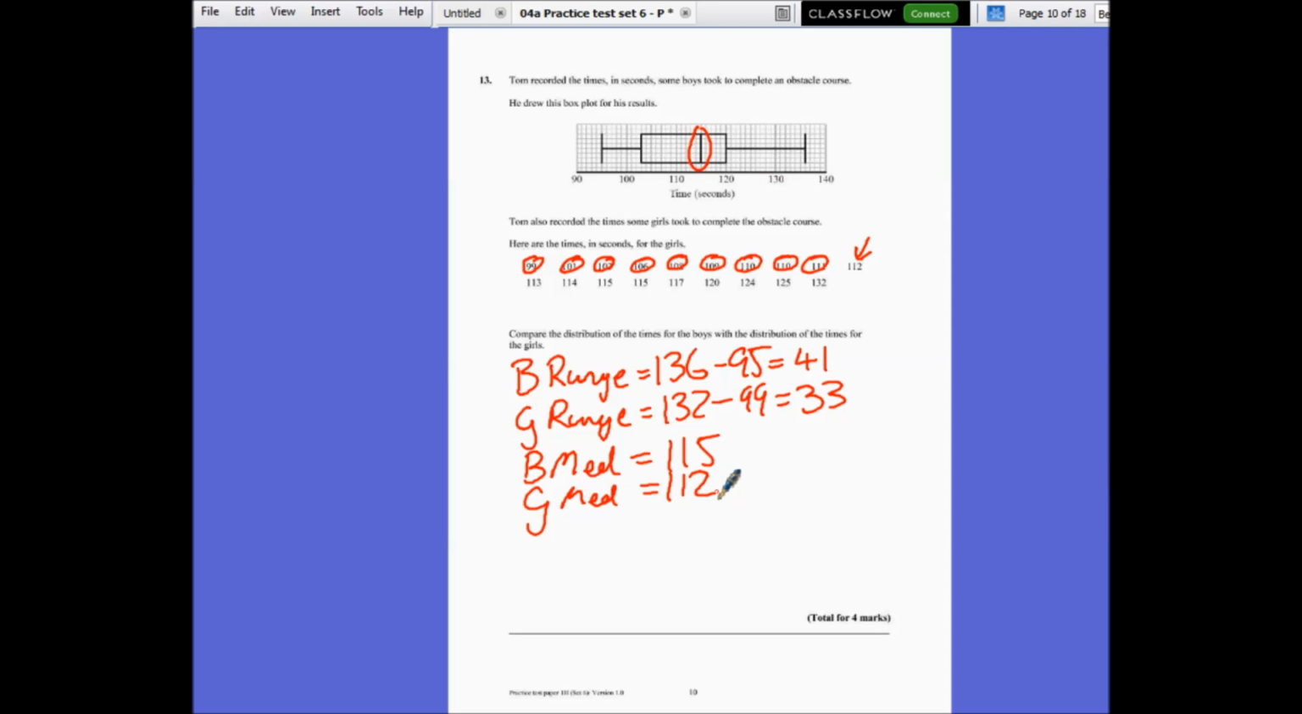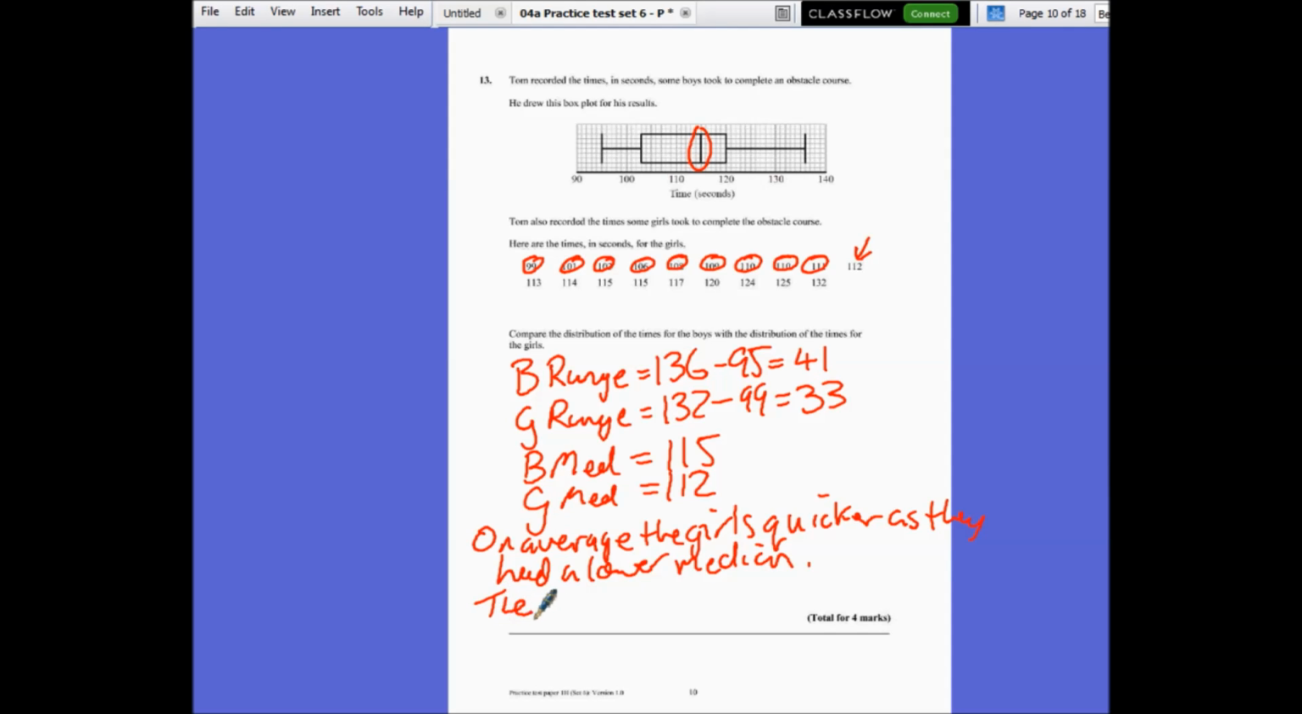We've now got to say what this means. So if we look at the averages first, the median, the boys have taken longer, they've taken 115 seconds to do it, so the girls have been quicker. So we're going to write, on average, the girls were quicker, as they had a lower median. And the second thing we need to write is comparing the ranges. So the girls had a smaller range, which means that they were more consistent.